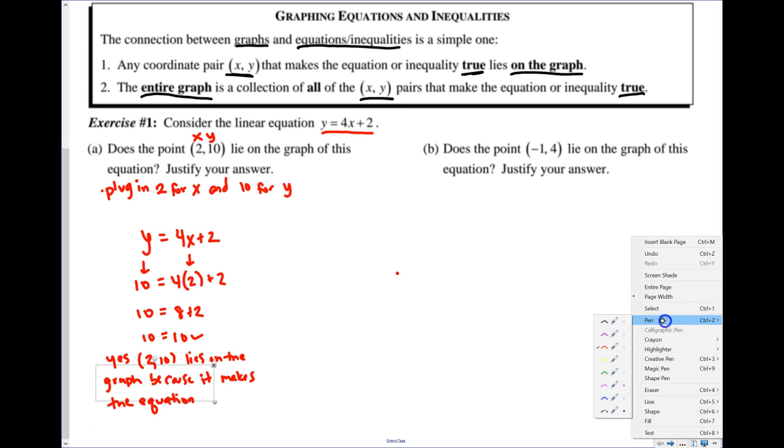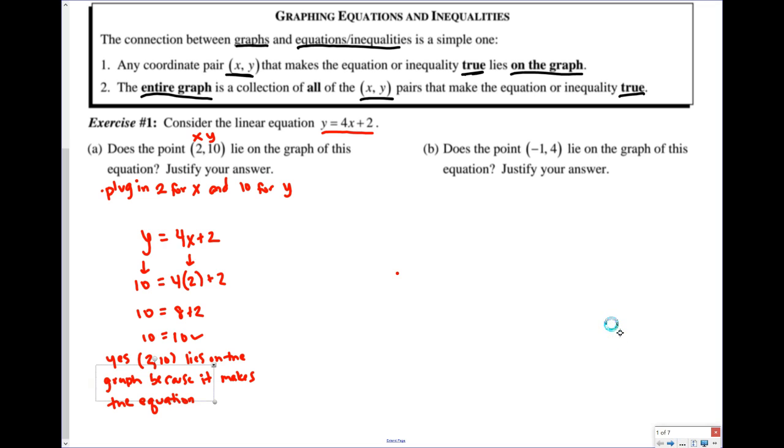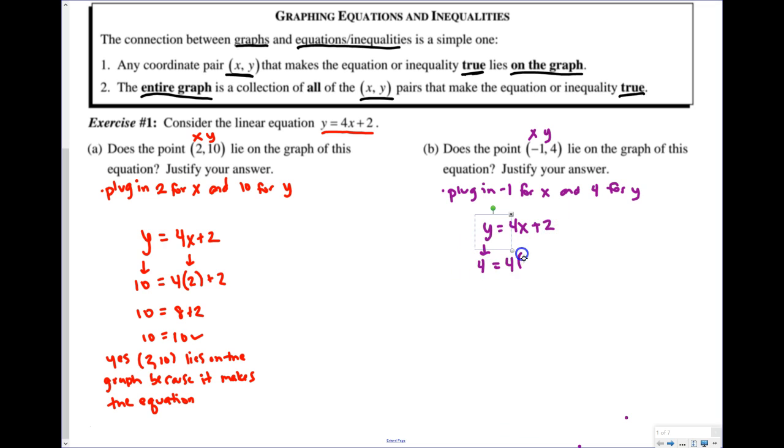Okay? If you want to pause and try letter B on your own, please do so. B is very similar to A. You're just now seeing if the point (-1, 4) lies on the graph. So if you want to pause and try on your own, please go for it. Okay? So we're going to plug in -1 for x and 4 for y. So same equation, y equals 4x plus 2, but now instead of y, I'm going to plug in 4, and instead of x, I'm going to plug in -1.